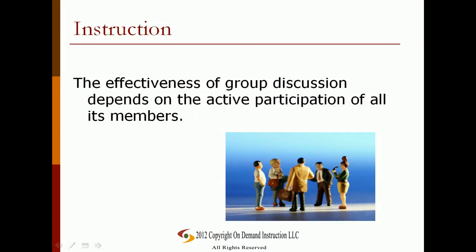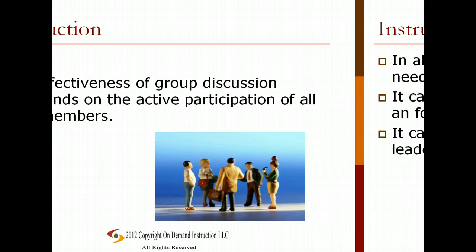In all kinds of discussions, leadership is needed. People's personalities differ. Not everyone in a group discussion will exercise the same influence or leadership. Leadership can be assumed by several members in a formal and informal group. It can also be assigned to a person or leader.